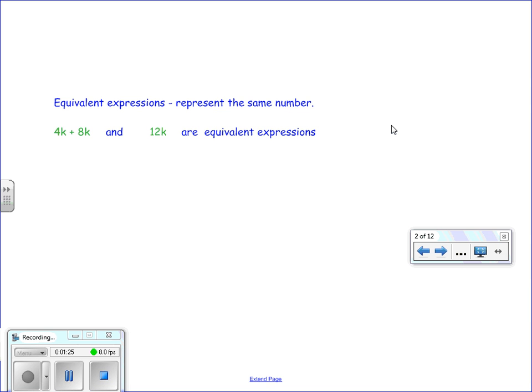Equivalent expressions represent the same number. So let's remember that 4k plus 8k and 12k, they're equivalent expressions. They both mean the same thing. They're the same amount of something, right? So they're equivalent expressions.